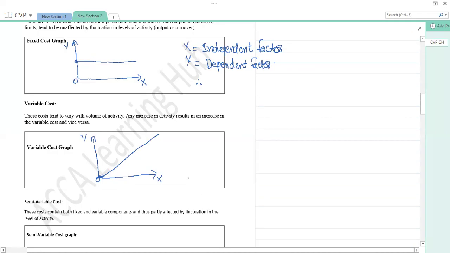We can say all the direct cost is the variable cost, and the direct cost includes, for your reminder, direct cost or prime cost, which is equal to direct material, direct labor, and direct expenses.